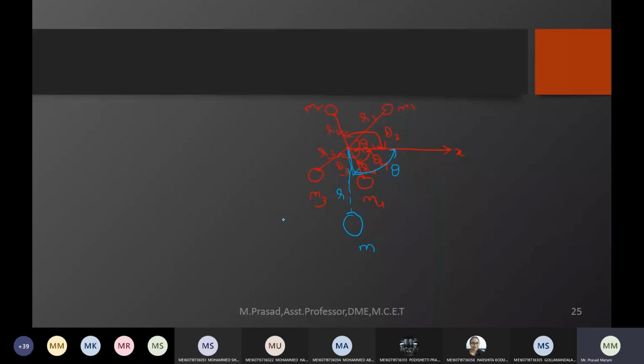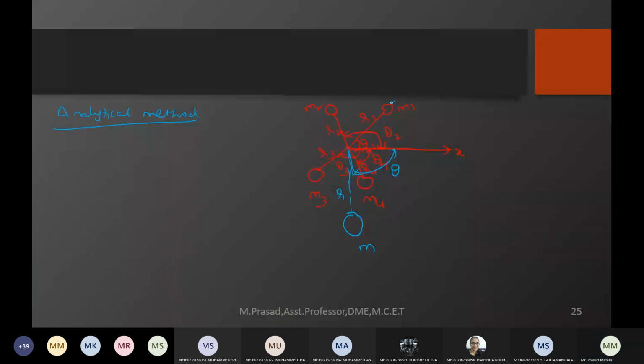So here I am having the 4 disturbing masses. These 4 masses are to be balanced with the one balancing mass M. This balancing mass M has to be kept at radius R, making an angle theta. How to solve this one? First, let us go with the analytical method. Then I will go for the graphical method. Let me solve the analytical method. First, resolve the forces horizontally and resolve the forces vertically.